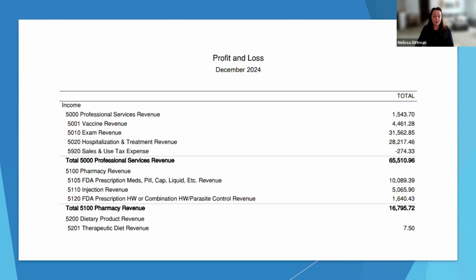This is an example of what the revenue breakout will look like. This is not the entire page. However, it gives a good visual of how we are breaking down every dollar that comes in.